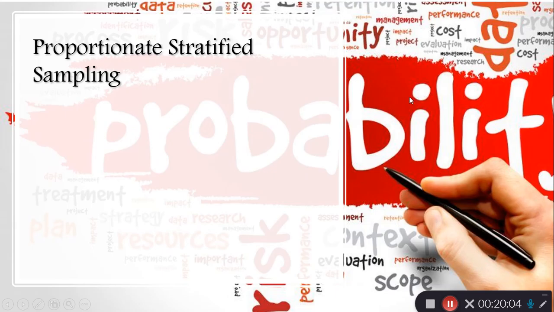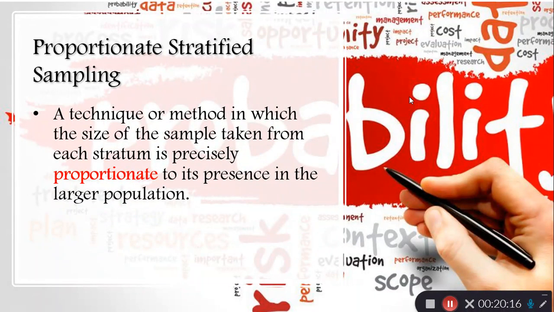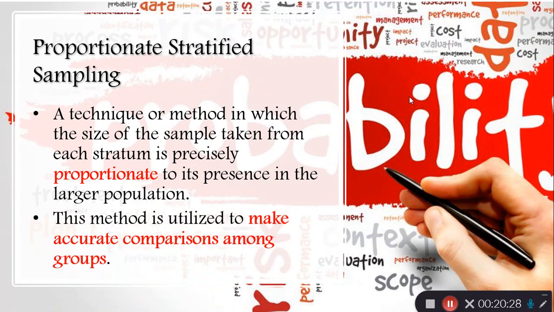The other thing to keep in mind about stratified sampling methods is that there are two different types. There's proportionate stratified sampling, and there is also disproportionate stratified sampling. Proportionate stratified sampling is a technique or method in which the size of the sample taken from each stratum is precisely proportionate to its presence in the larger target population. This method is utilized to make accurate comparisons among groups.